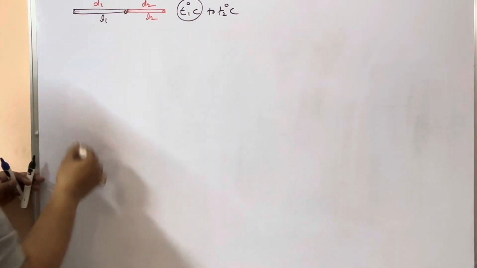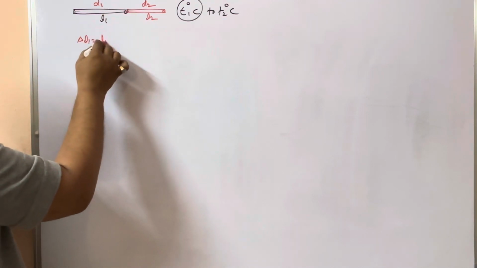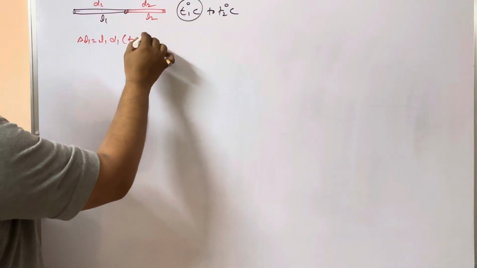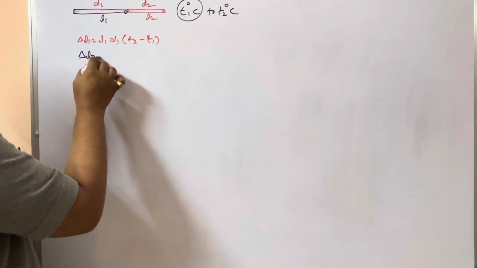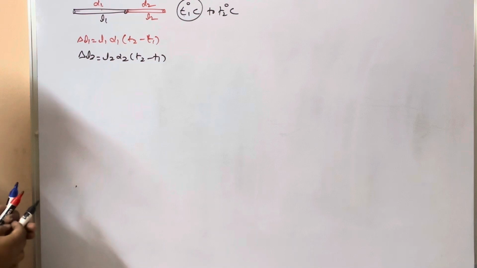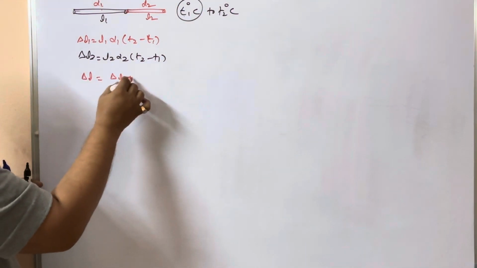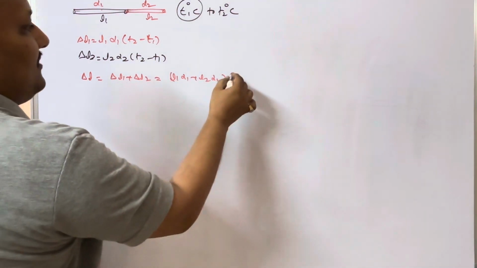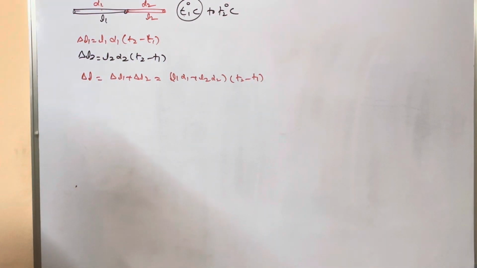So what is the increase in length formula for this individual rod? Delta L1 is equal to L1 alpha 1, its temperature increases from T1 to T2. So the increase in length for this, delta L2, is L2 alpha 2, temperature rises from T2 minus T1. Therefore, total length increase delta L is equal to delta L1 plus delta L2. So, L1 alpha 1 plus L2 alpha 2 into T2 minus T1. This is one model they will ask, isn't it?